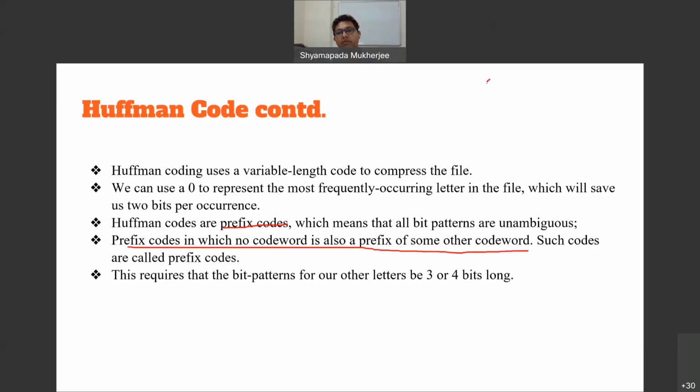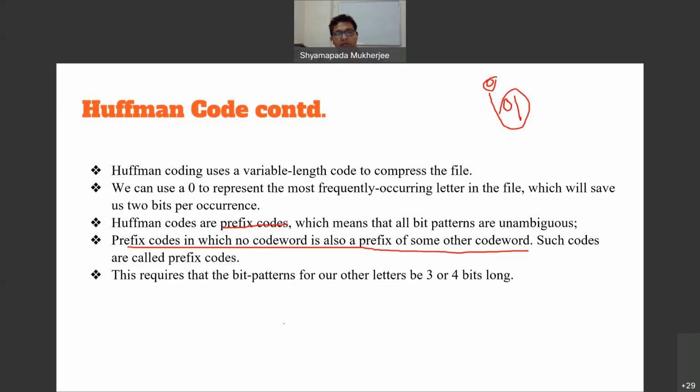Suppose we have 0 as the code word for some character, then no other code word will ever start with 0. Otherwise this 0 would be a prefix of that string, and that would be an ambiguous situation, so we could not decompress the file after compression. That's why it is based on prefix coding.